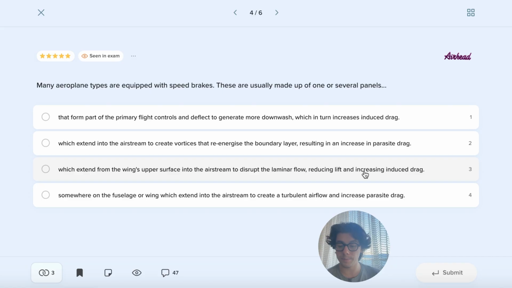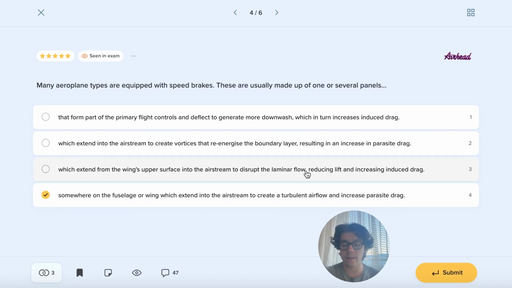So of course, they do increase drag. Yes, not necessarily induced. They increase parasite drag. Of course, induced drag is linked mainly to the production of lift, and the speed brakes do decrease the lift. However, their main purpose isn't to dump lift, it is to increase the drag, specifically parasite drag. And this is why the answer Delta, somewhere on the fuselage or wing, which extend into the airstream to create a turbulent airflow and increase parasite drag, is the correct answer.